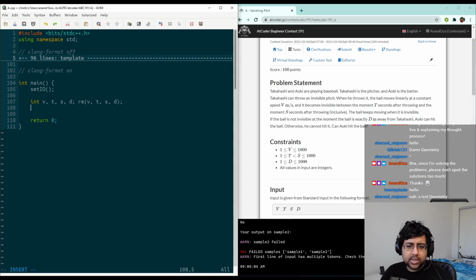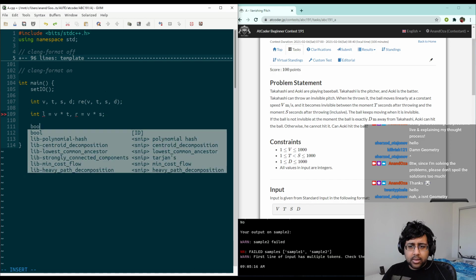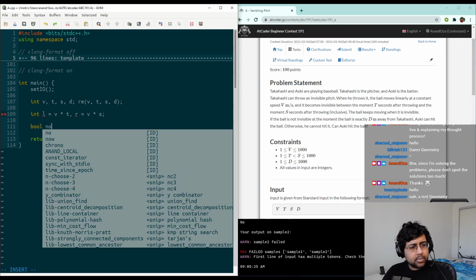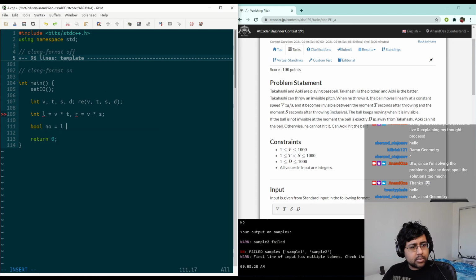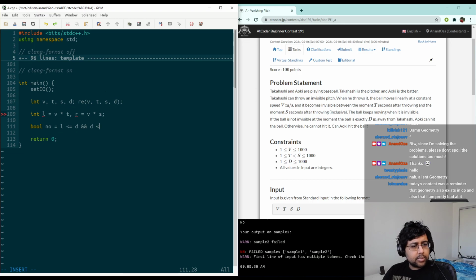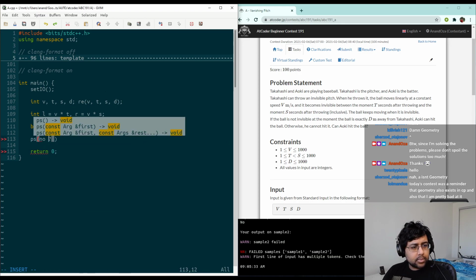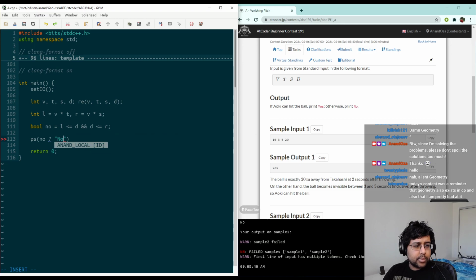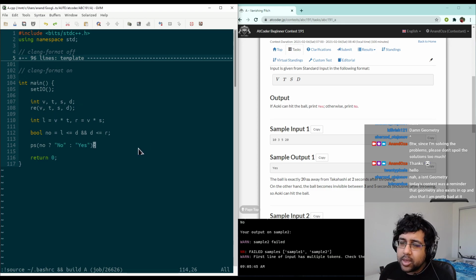So I guess what we want to do is just figure out the position at the beginning and at the end, and then this is a fairly straightforward implementation problem.